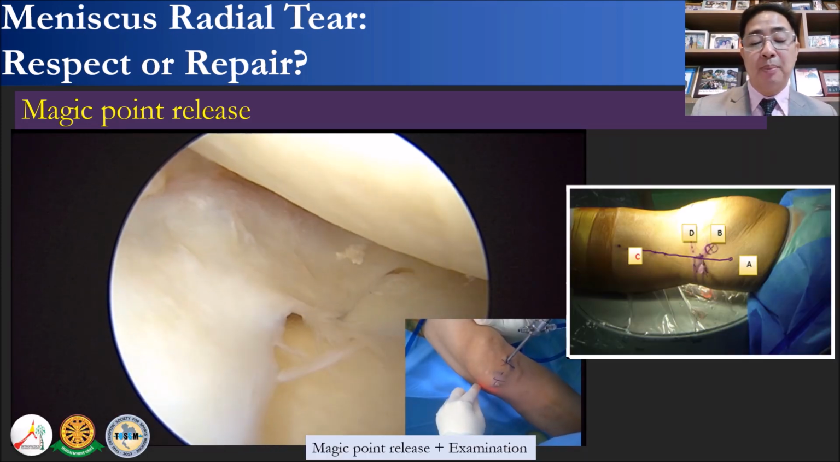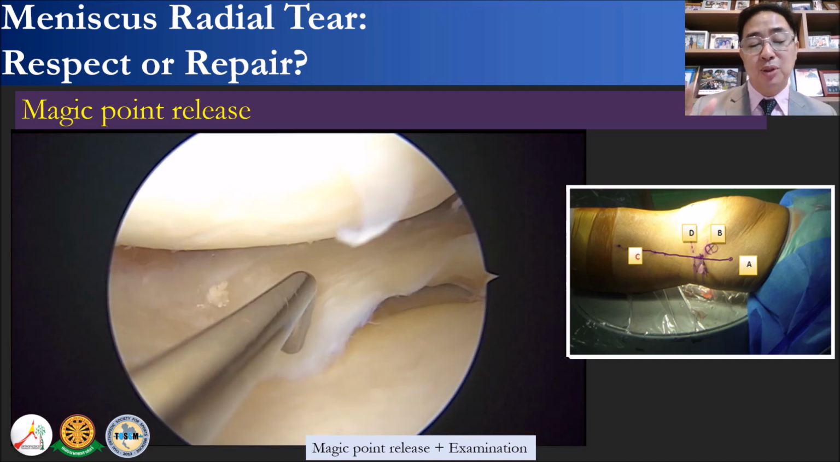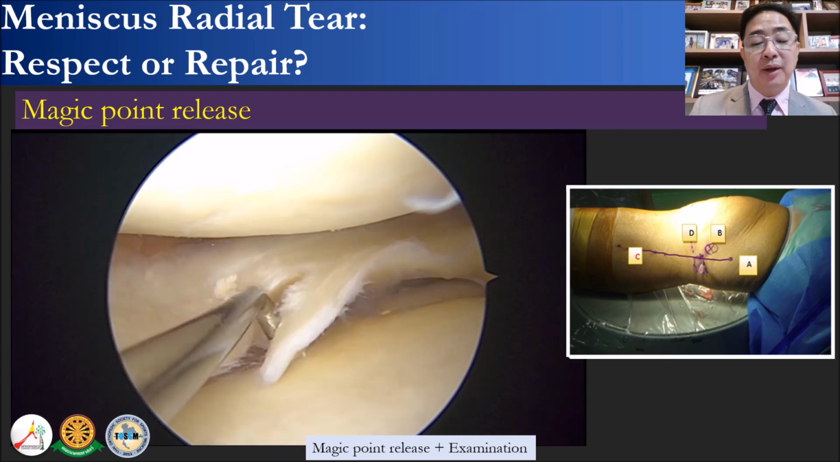So this is another example of magic point release. You see a sudden pop. Okay, draw the line from the posterior cortex to the adductor tubercle, and then you can address the pathology more easily. Sometimes it's not easy to see the meniscus tear if you have a very tight joint space.